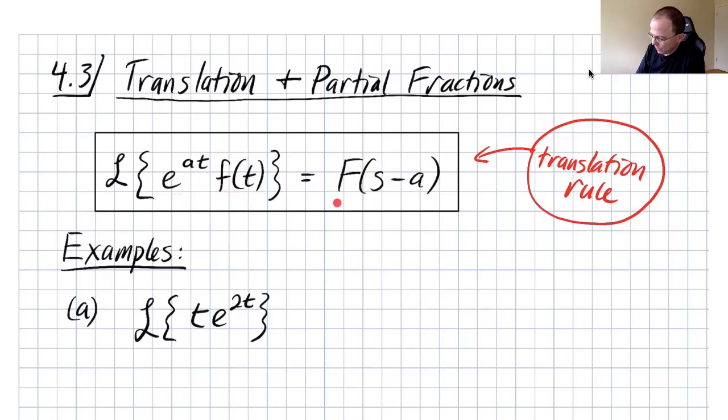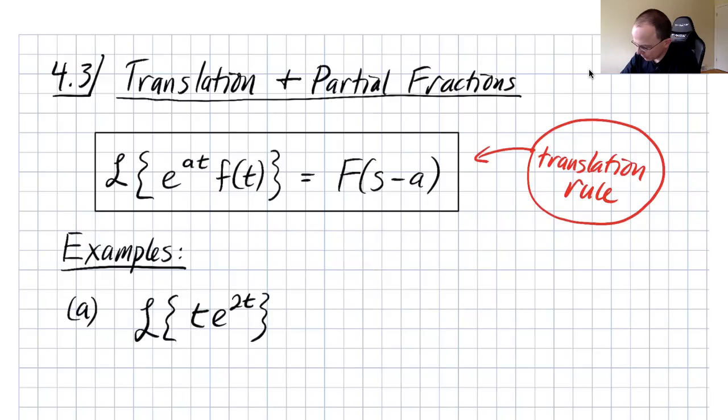So what it does is it translates the Laplace transform by taking this a and subtracting it from s. So wherever there's an s in the Laplace transform of f, we replace it with s minus a. So the idea is that if you have an s, then you're going to replace that with s minus a instead. Okay, so get rid of the s and put an s minus a there instead. So that's the idea of this translation rule.